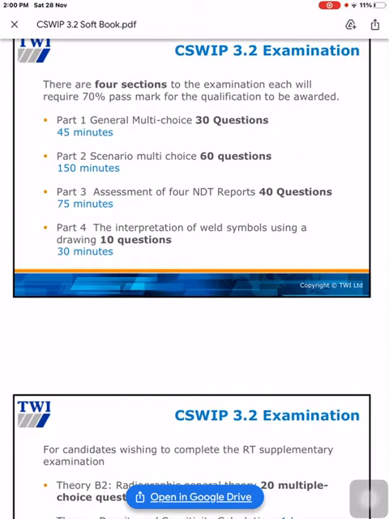You need to obtain 70% marks. So it means that from 10 questions, you need to answer approximately 7 correctly to pass this part of the exam.